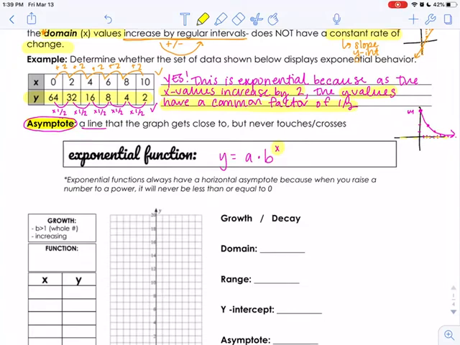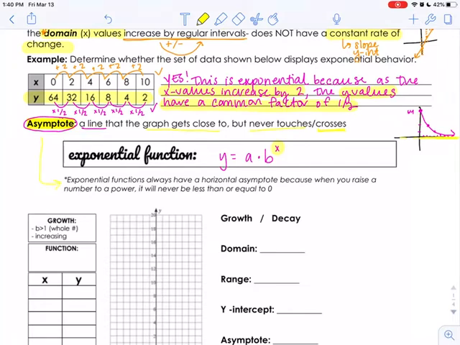So if we look here, this is a great example. This line, y equals 0, this exponential function is never going to touch it. It's going to get closer and closer and closer forever, but it's never going to hit the 0. And that's what an asymptote is. It's a line that the graph gets close to, but it's never going to touch it, and it's never going to cross over it. This point down here just explains why that is.